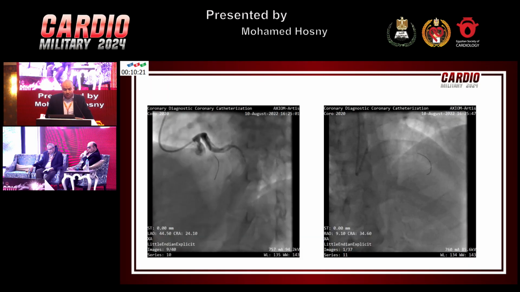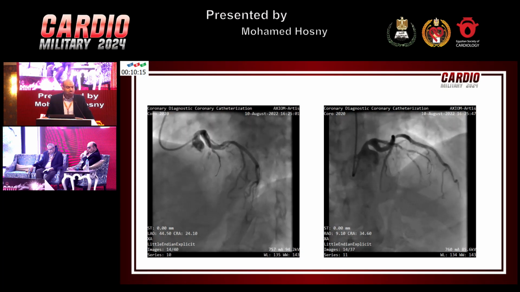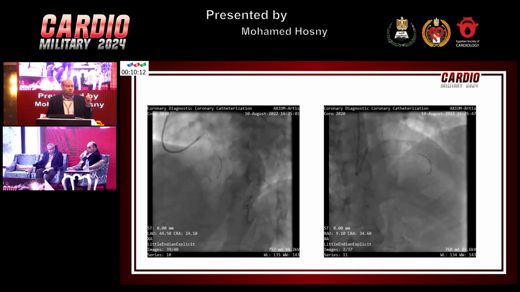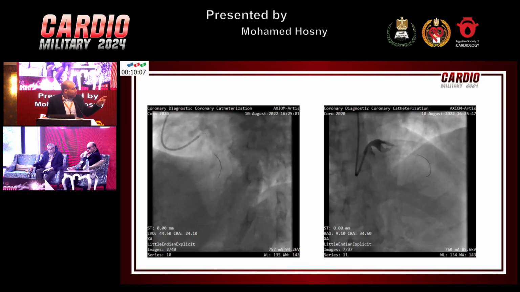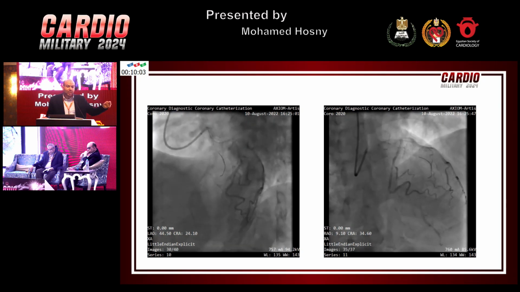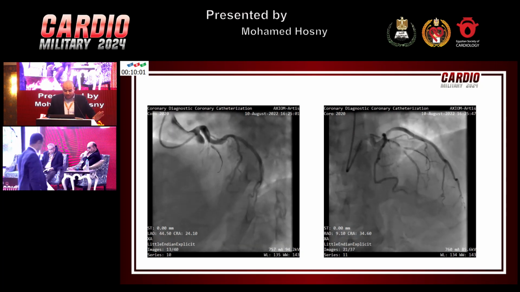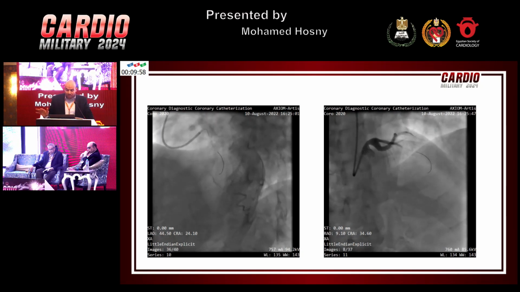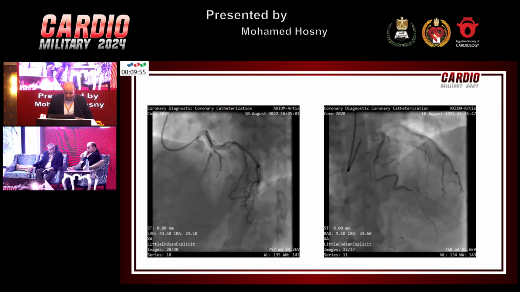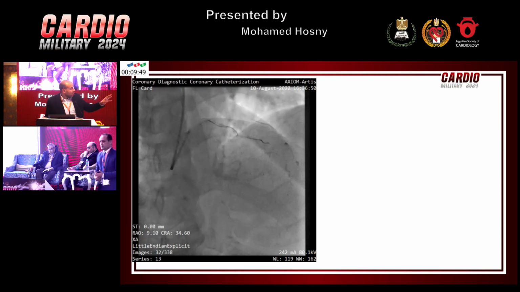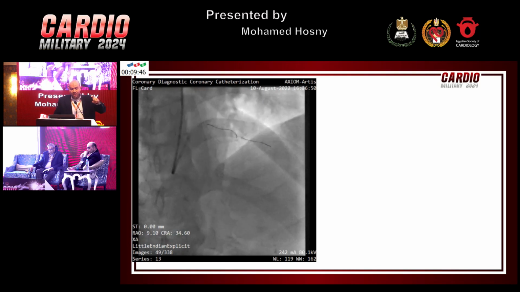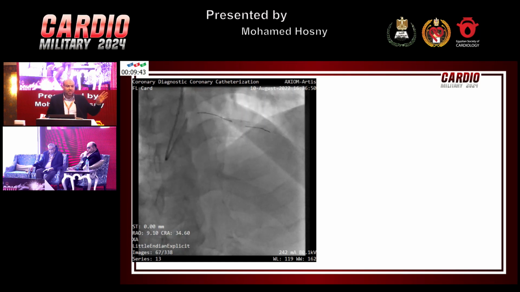So we started with our first wire. In these situations, I usually start to negotiate the main vessel by wiring the main vessel first. But every time we negotiated the LAD, the wire was going into the diagonal branch. Okay, let's keep the wire in the diagonal branch, and came with another wire to go into the LAD. At this stage, with a lot of trials to engage the LAD, as you see, the flow was compromised, and the patient started to have chest pain on the table.